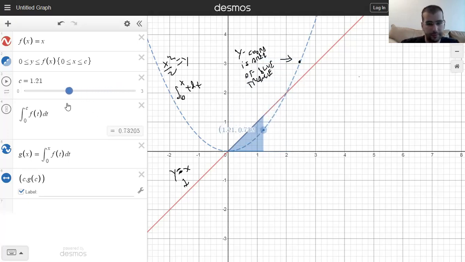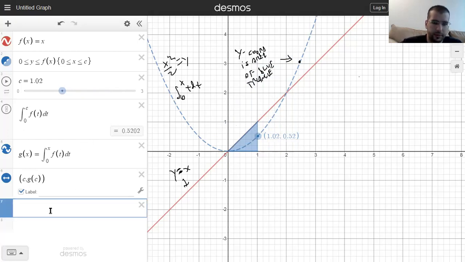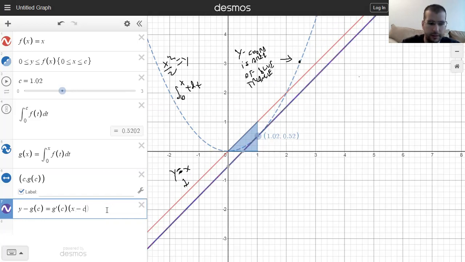Now the theorem is telling me what happens when I look at the derivative of the integral, the derivative of the blue function. That's the slope of the tangent line. So I guess I should do the tangent line. The tangent line through a point is y minus the value equals the derivative times x minus the x coordinate.